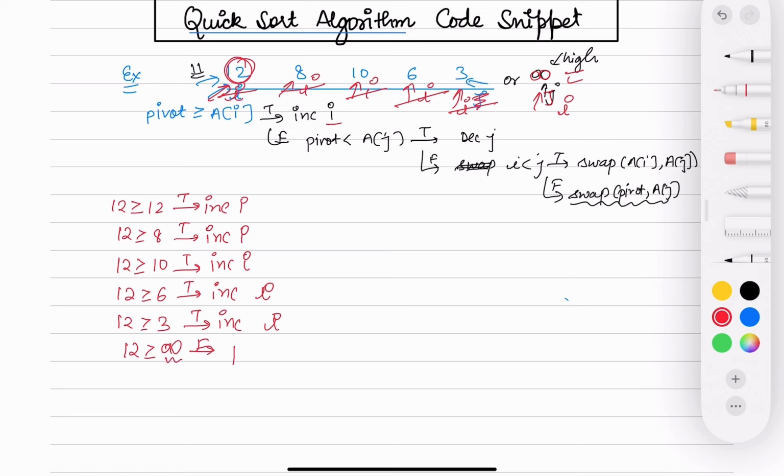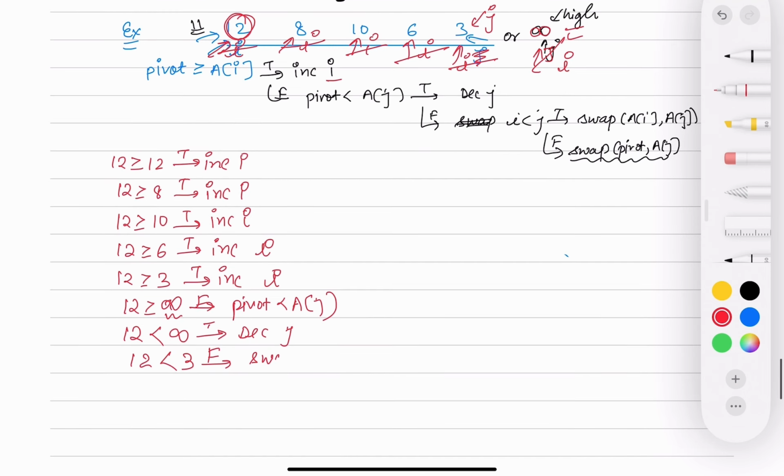If this is false, what we need to check? We need to check whether pivot is less than a of j. So what is pivot? 12 is less than infinity, condition is true. If condition is true, decrement j. So your j comes to this. Now again, is 12 less than 3? Condition is false. Now condition is false means you need to talk about swapping.